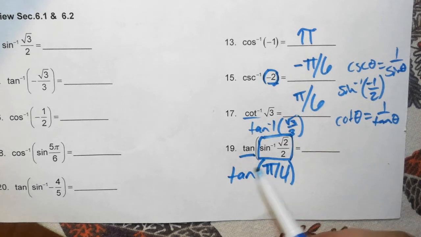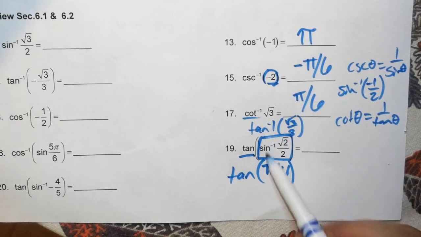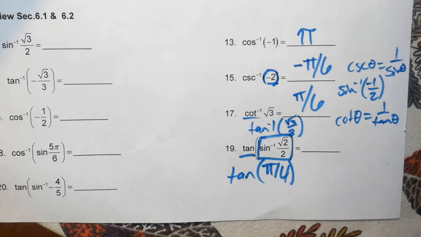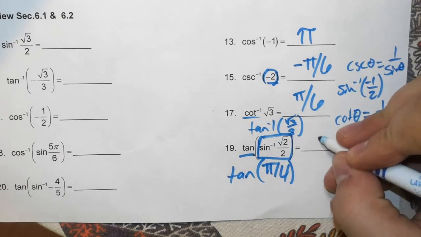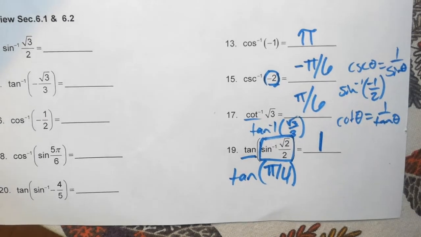Now we can do the outside. We can work our way out. This was pi over 4, so now we can do tangent of pi over 4. Tangent of pi over 4 happens to be 1. It's kind of the easier one to figure out.